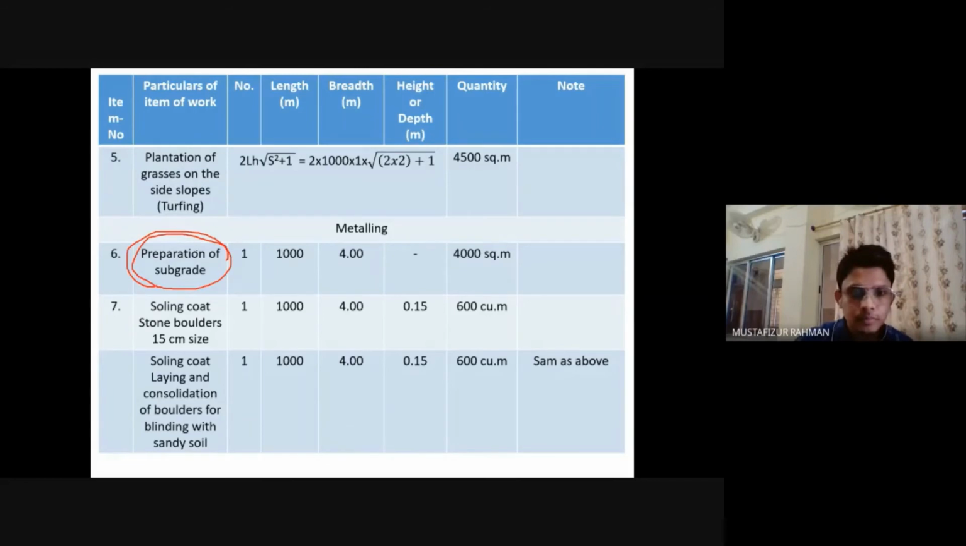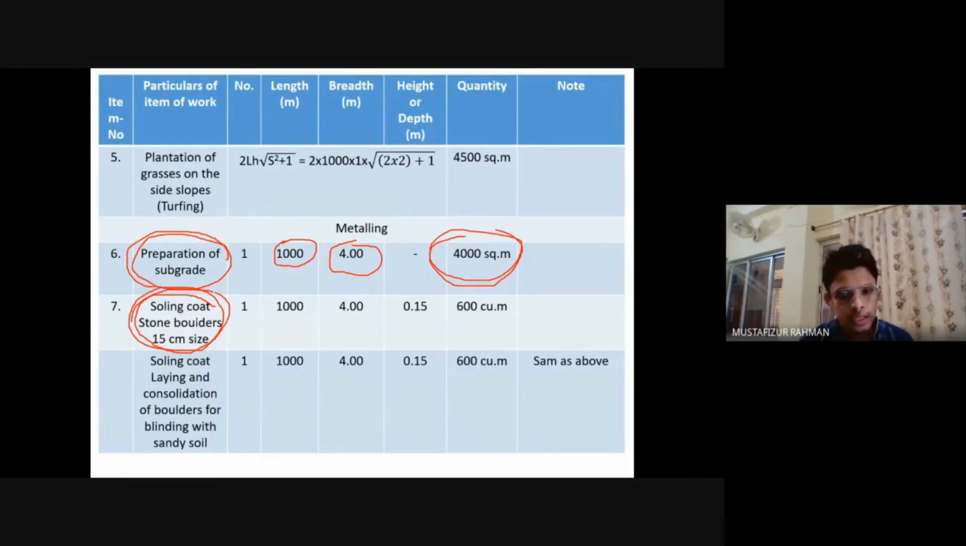That's it. So 1,000 meter is the length and 4 meter is the width. This much square meter. And then we have to provide a soiling coat before we apply the actual layers. In building also we do soiling. If you remember, you already know these things. Pretty easy, basic things, right?